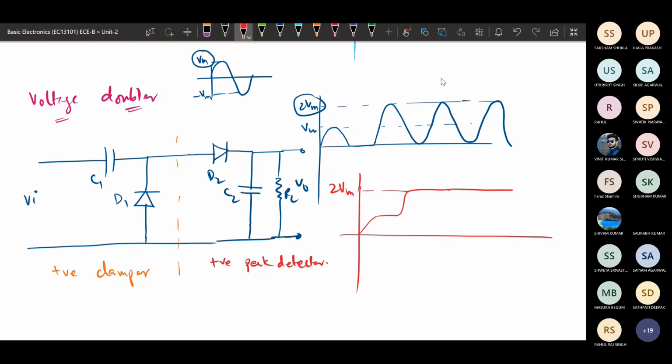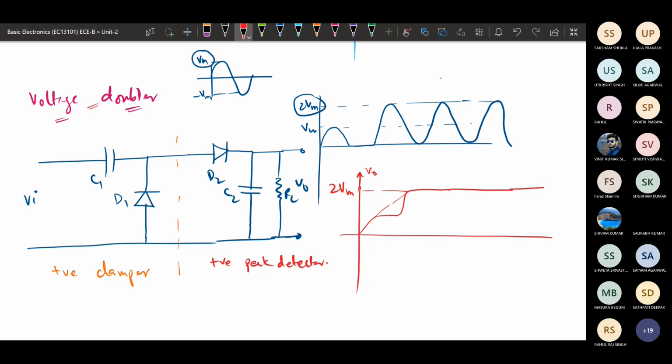2 Vm constant. Or if this is not the case, if we are not having the Vm, we can directly get the output that is directly the Vm. Okay. So the Vm will be a constant, 2 Vm will be the constant output. Okay. So here we are getting the output that is 2 times the input. That's why it is a voltage doubler.